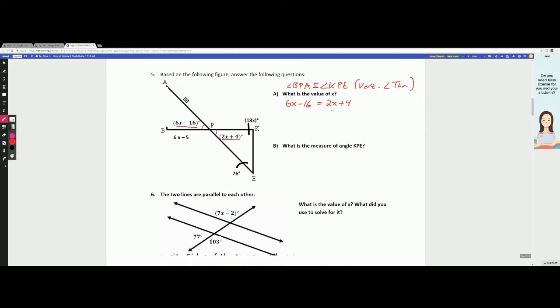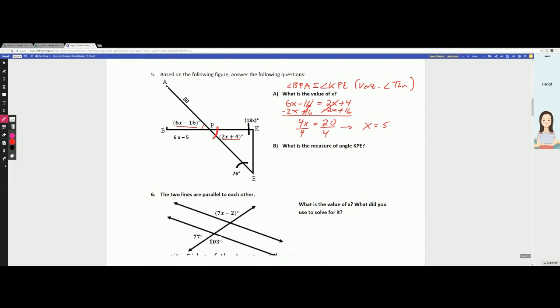And then the rest is just algebra, okay? So we use the subtraction property. What we do to one side, do to the other. Addition property, what we do to one side, do to the other. We get 4x equaling 20. Division property, and we get x equals 5. Awesome.